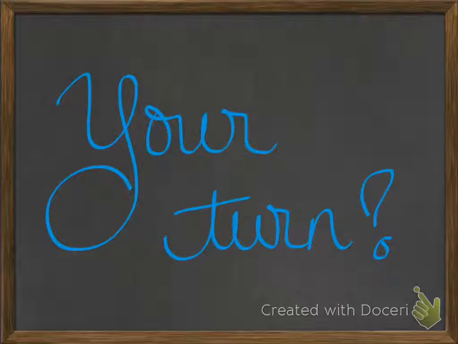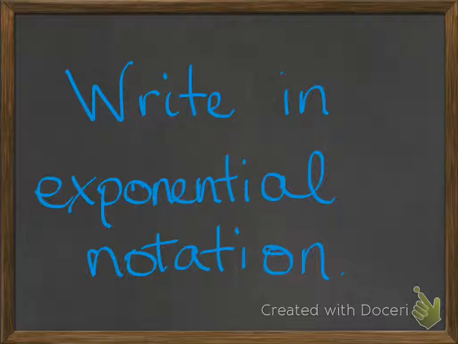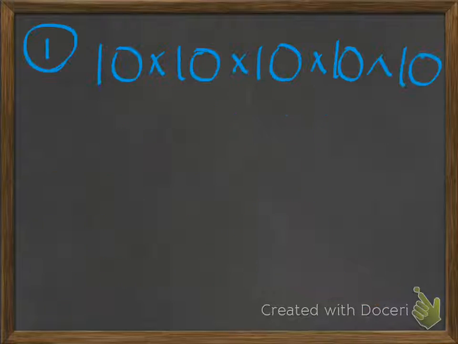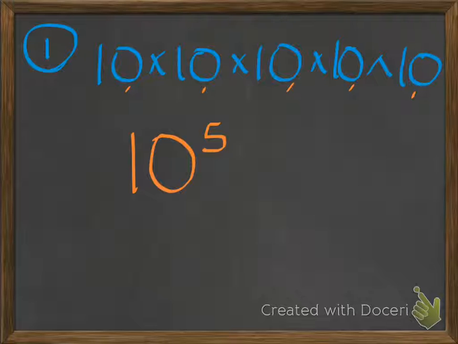All right, your turn. You're going to write in exponential notation first. So that means like 3 to the second power, 5 to the fourth power, 7 to the 11th power. That's exponential notation. Write these numbers in exponential notation. Number 1. Okay, you should have written the base number 10, and there's 1, 2, 3, 4, 5 of them. So 10 to the fifth power.